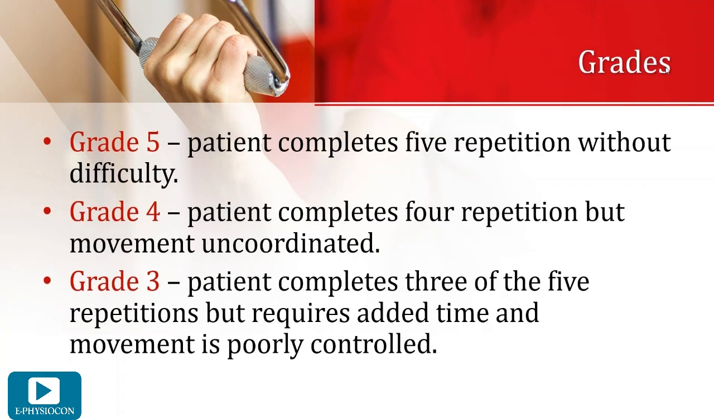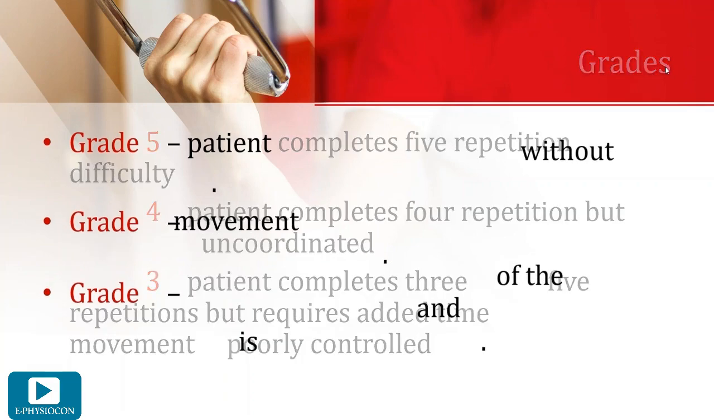Gradings. Grade 5: patient completes 5 repetitions without difficulty. Grade 4: patient completes 4 repetitions but movement is uncoordinated. Grade 3: patient completes 3 of 5 repetitions but requires added time and movement is poorly coordinated. Same as lower repetition and poor control.